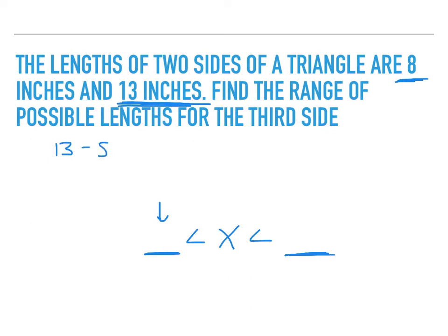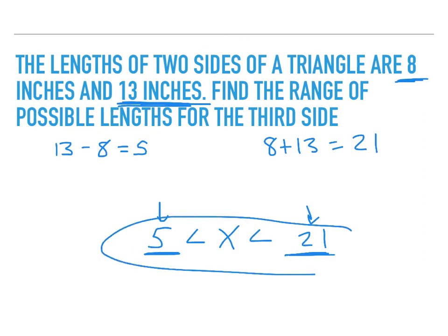So we'll do 13 minus 8. What do we get? 5. So 5 is going to be our lowest number that we can get here. So x has to be something greater than 5. And then we add 8 and 13 to find our higher number. It's 21. So 8 plus 13 is 21. Perfect. So this is our answer. x is greater than 5 and less than 21.